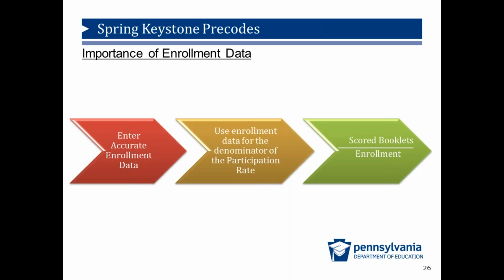The slide shows that when accurate enrollment data is submitted to PIMS, it will be used in the calculation of participation rate. The green arrow shows the participation rate is calculated by taking the number of booklets scored and dividing it by the enrollment, then multiplying by 100 to get a percentage. The target for participation rate is 95%. A participation rate below 95% automatically designates the school as a focus school, which is reported in the federal designations for accountability reporting.